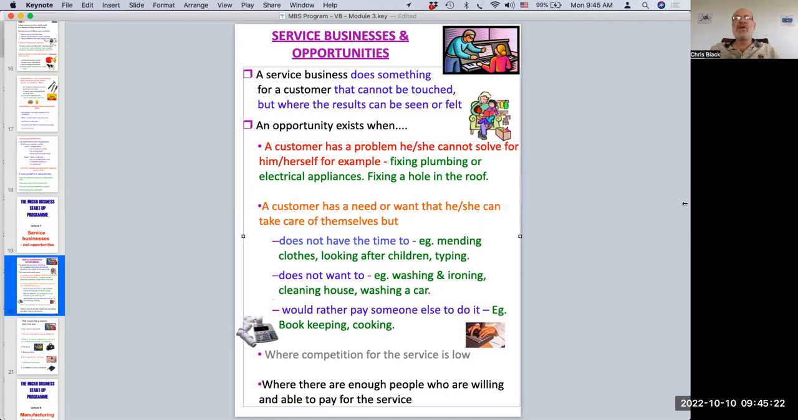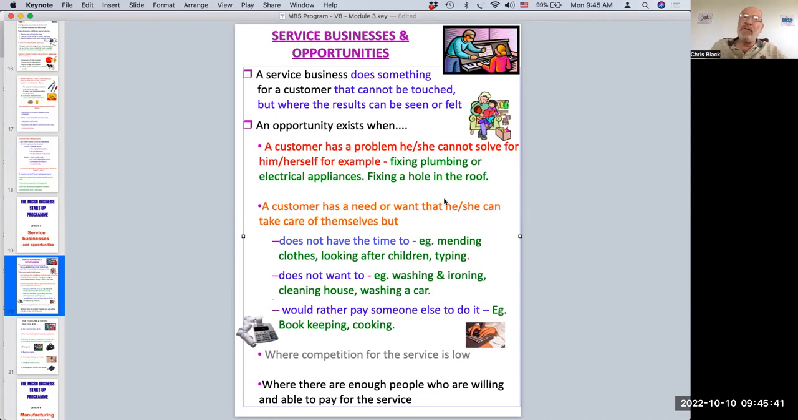So let's look at some of them. Vincent's hairdressing salon, problem. Why? Because your hair is growing. Laundry business, problem. Dirty washing, clean washing. Car wash, problem. Car's dirty, needs to be cleaned. Barber, problem. Hair's growing, needs to be cut.